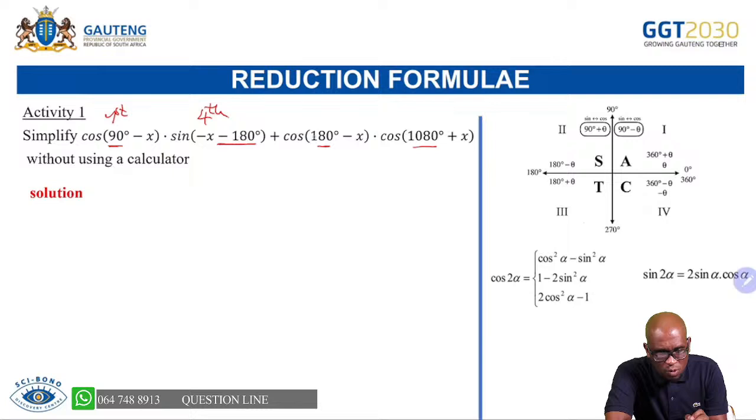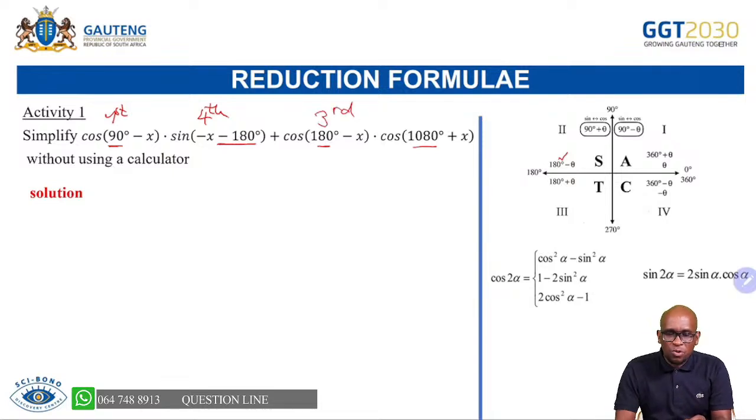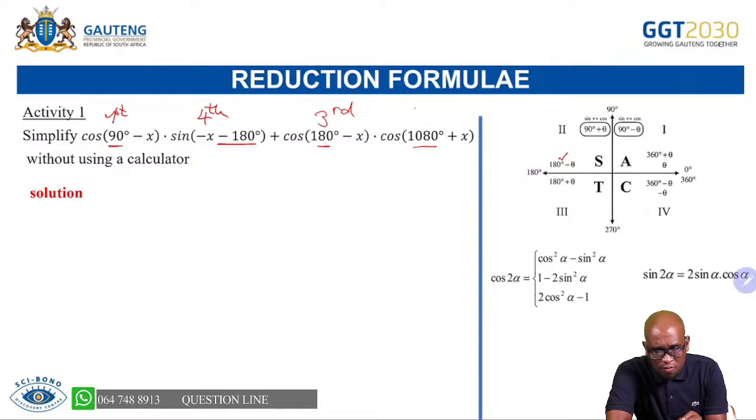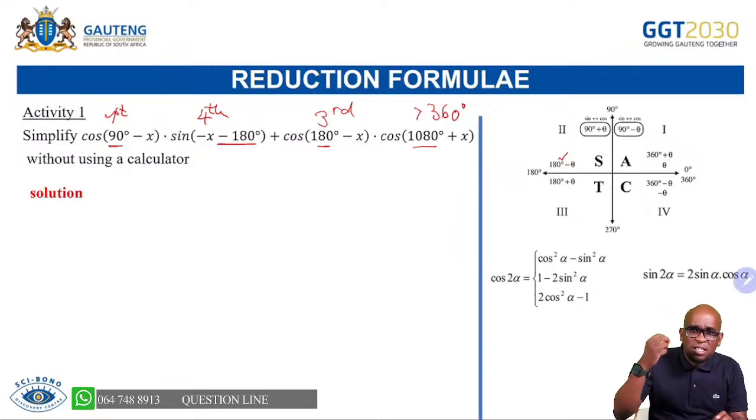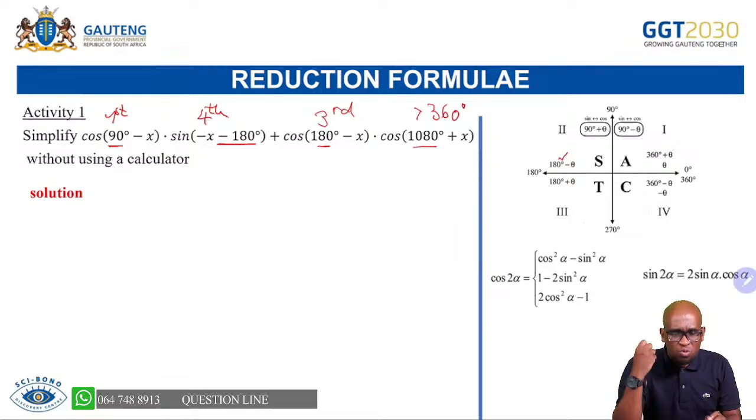And then we have this one here, which is 180 minus. You can see 180 minus, it's in the third quadrant. And then we look at 1080 plus x. So this is a multiple rotation. For now, we are not sure of the quadrant. We'll just say it's an angle that is greater than 360 degrees. There is a methodology to be able to work with that. I'll be taking you through that.